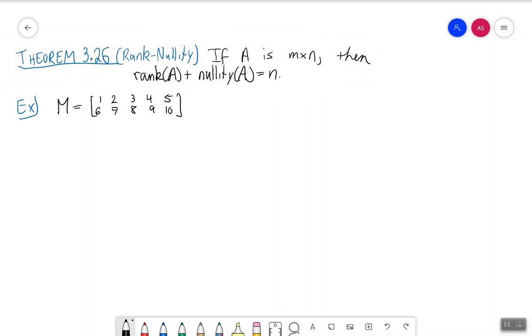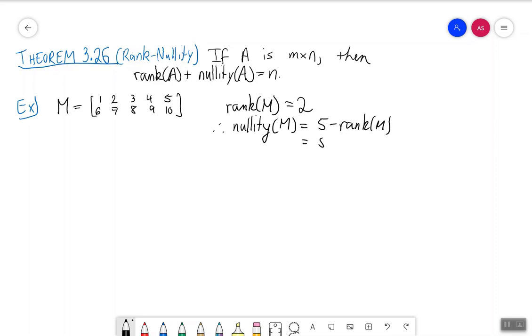For example, let's look at this matrix here. The rows of this matrix are linearly independent, and so they form a basis for the row space of M. So we get that the rank of M, which is, remember, the dimension of the row space by theorem 3.24, is 2. But then therefore, the nullity, the dimension of the null space of M, which is the dimension of the solution space of M, is equal to 5 minus the rank of M, which is 5 minus 2, which is 3.